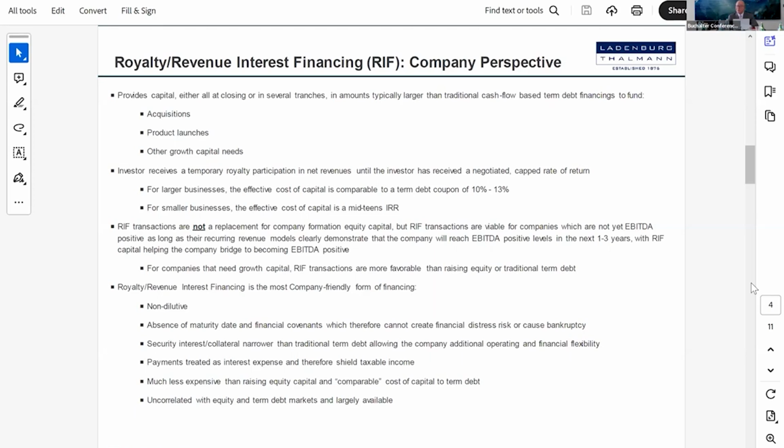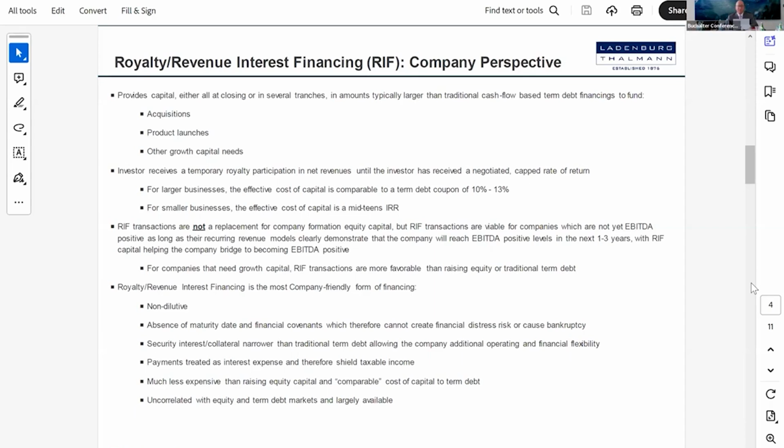Term debt typically has financial covenants. You have to have a minimum level of revenues by this date of X, or a minimum level of cash flow of this. There are typically not financial covenants in this form of financing. So this form of financing is effectively like toothless debt, because it cannot push a company into bankruptcy. You're basically a screen in a faucet.